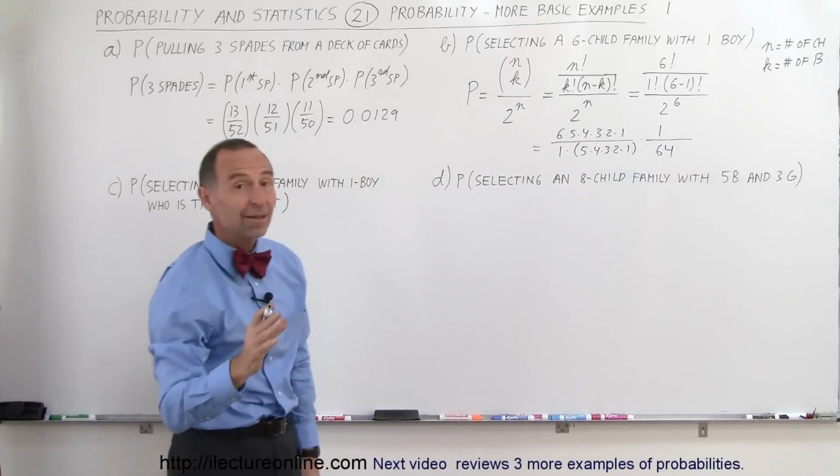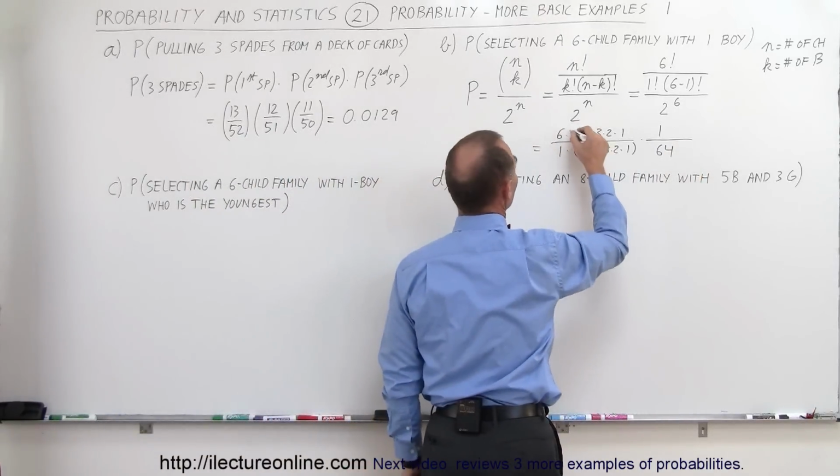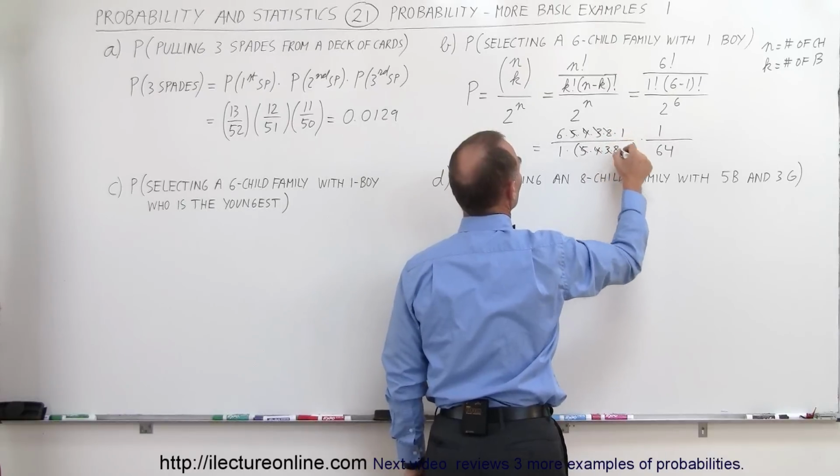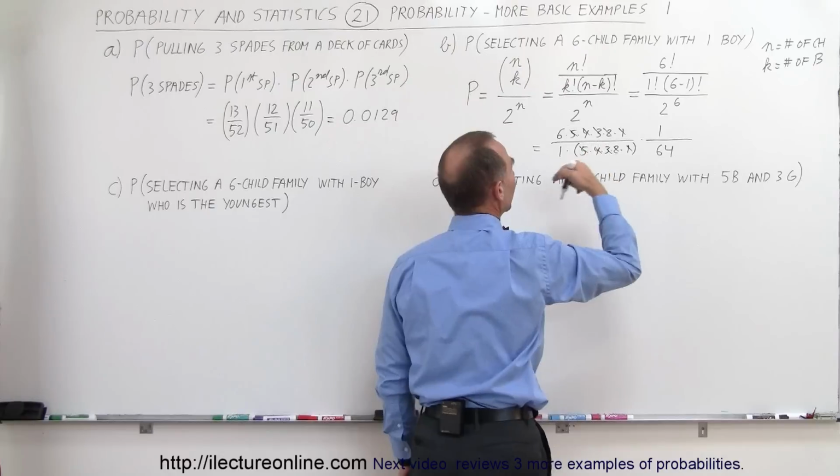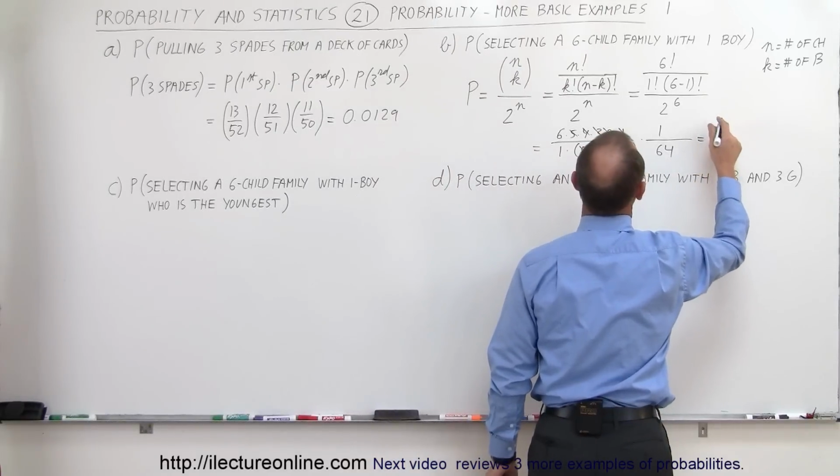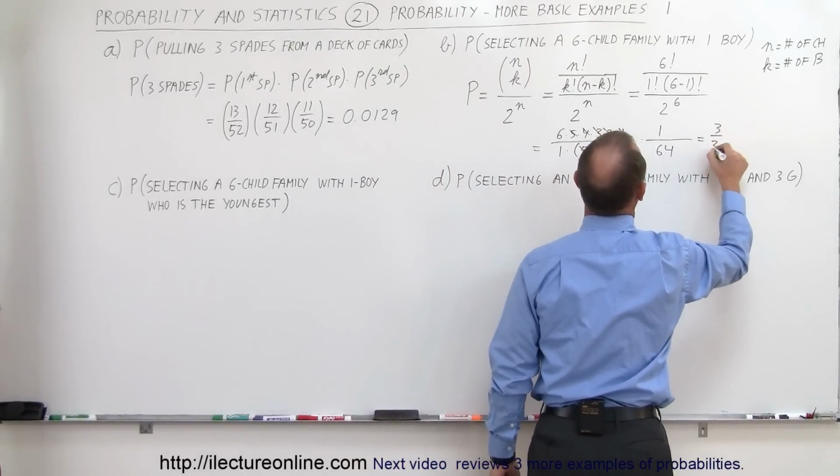All right, now we can simplify things. Notice we have a 5, a 4, a 3, a 2, and a 1 in both the numerator and denominator. So this becomes 6 divided by 64. This is equal to 3 divided by 32.